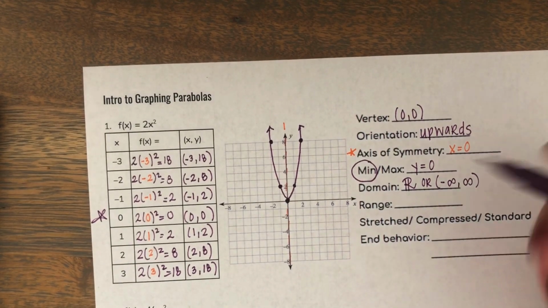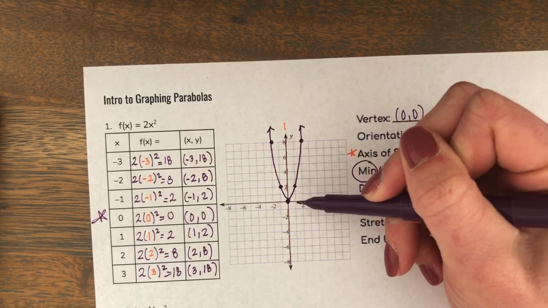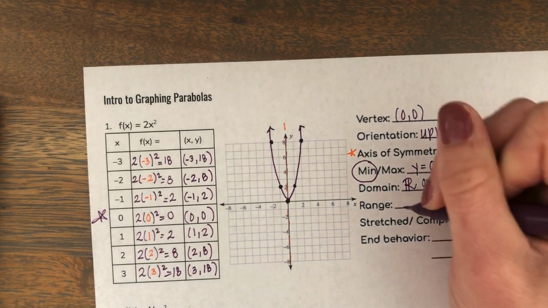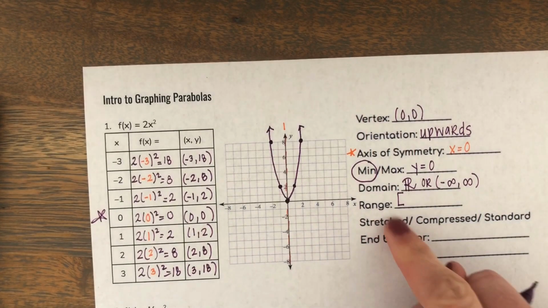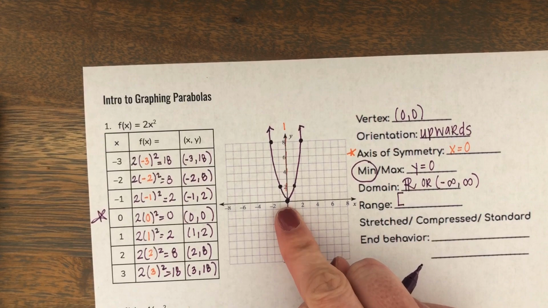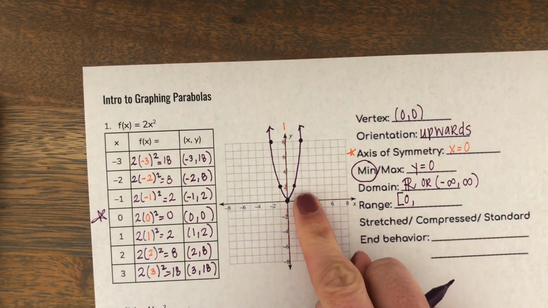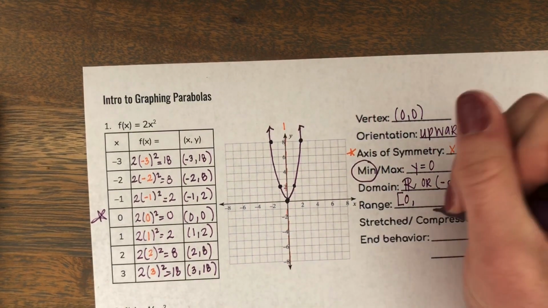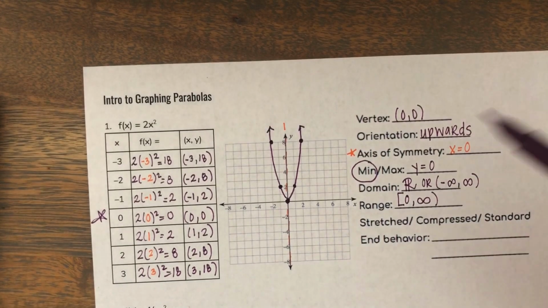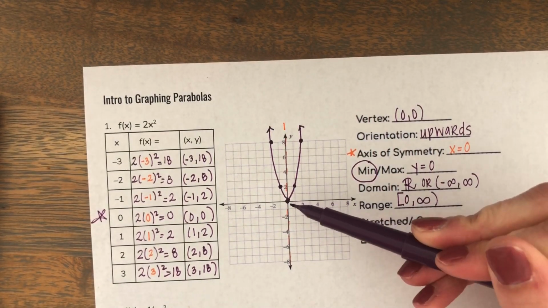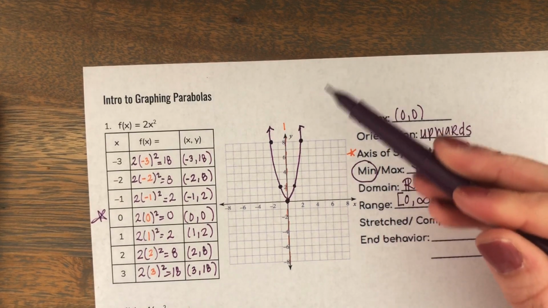And then the range, that's how low your graph goes to how high it goes. So since it's facing upwards, I need this one first. And this is all on your vocab sheet. So my lowest y value is 0. And then since it's going up and up forever and ever, the highest it's going to reach is infinity. And you do a hard bracket because it's exact. And then the soft bracket always goes with the infinity because it's not an exact value.